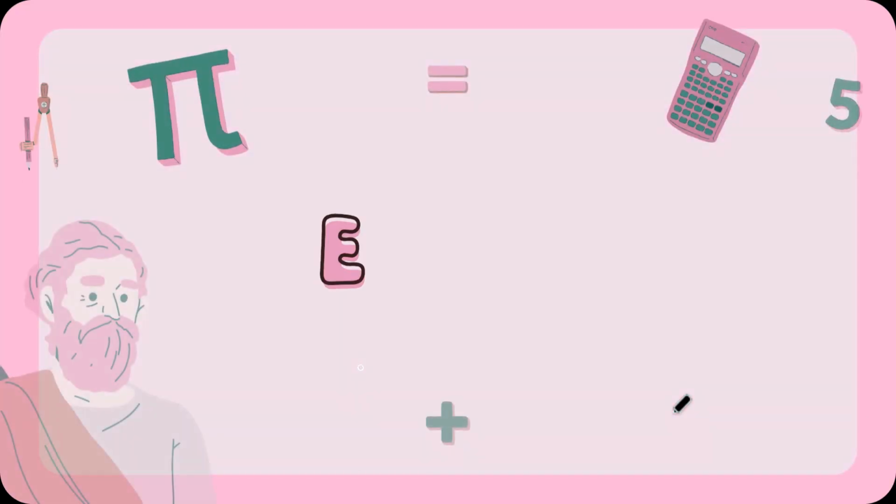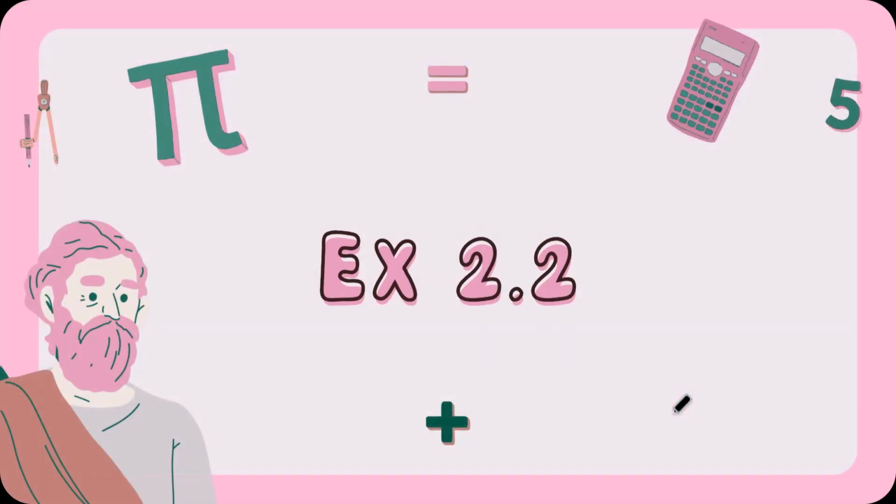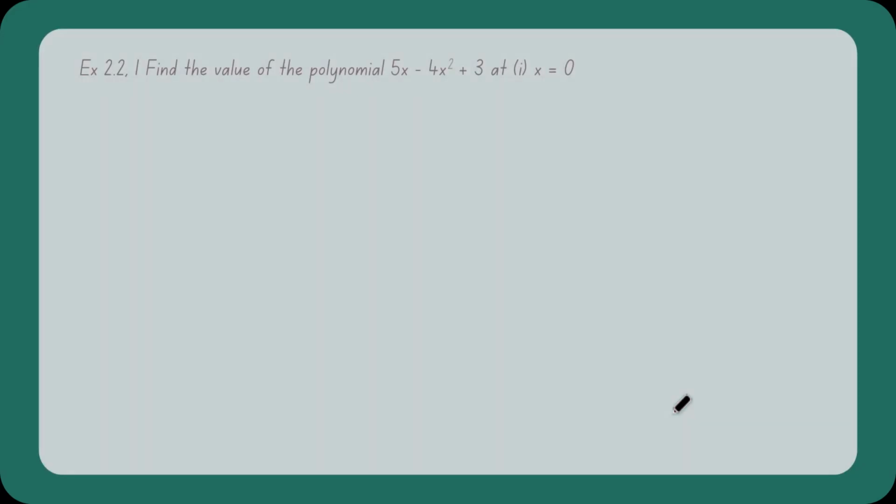Next we have exercise 2.2. Okay, so let's see the first question of exercise 2.2. Find the value of polynomial 5x minus 4x squared plus 3 at x is equal to 0. So what do we need to do first? We need to find the value here, right? So first let's write it in the correct form.